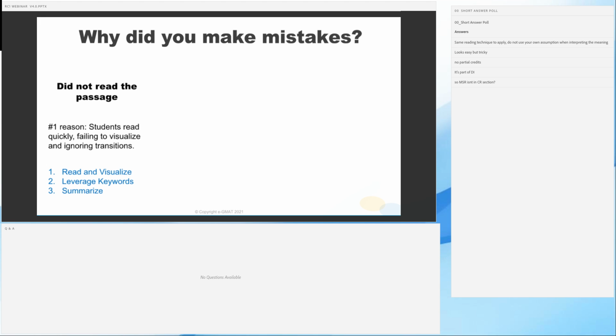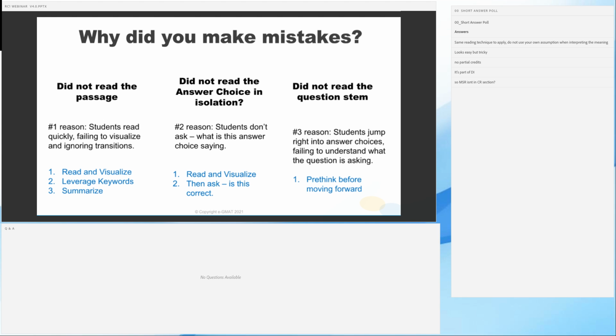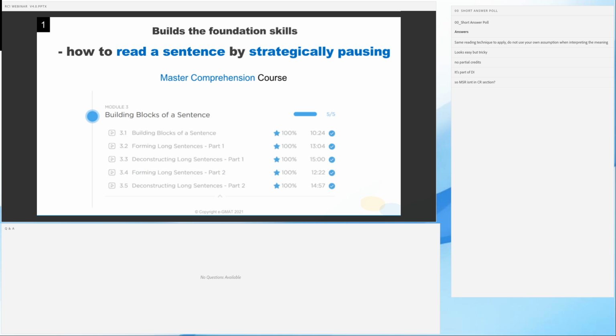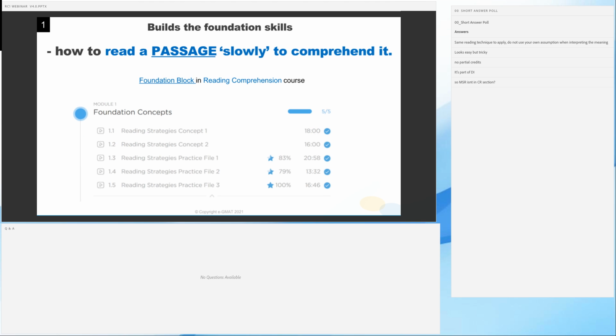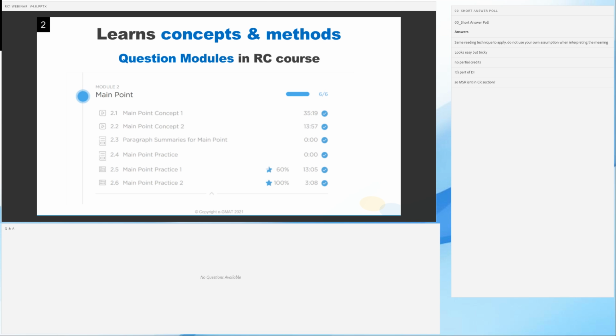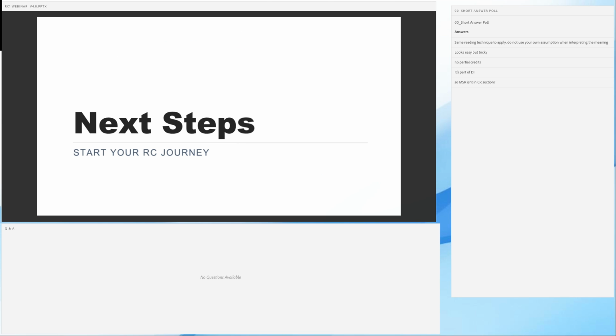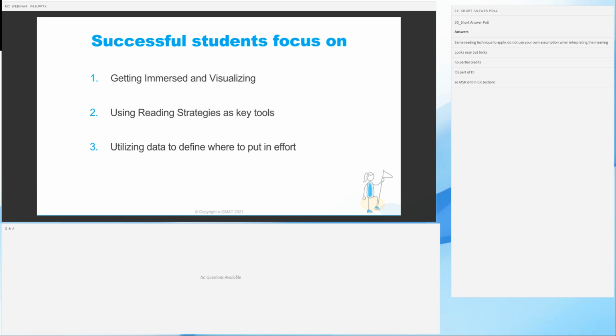With that, go focus on learning so that you minimize these mistakes and get to a better score. Start with the master comprehension course, learn how to deconstruct sentences, and build those foundation learning concepts so that you can do well in RC, in CR, in TPA, in MSR, and start with the free trial.